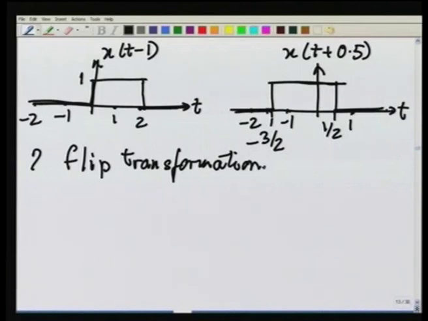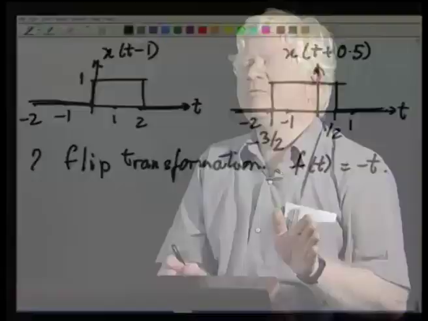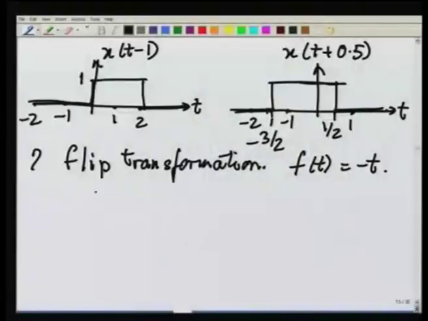The flip transformation is given as f of t equal to minus t. So, if we take the same x of t as before, we would face some problems, because we would really see no change occurring in x of t at all. So, let me take a new x of t now. Let me take x of t sketched as the following.